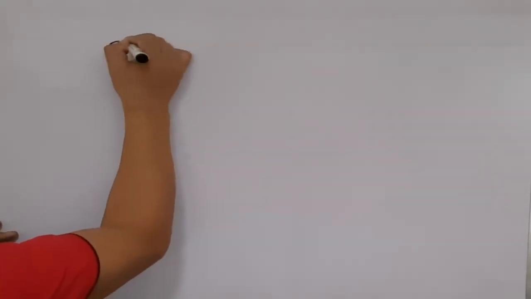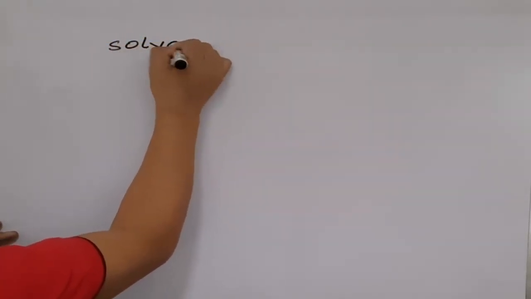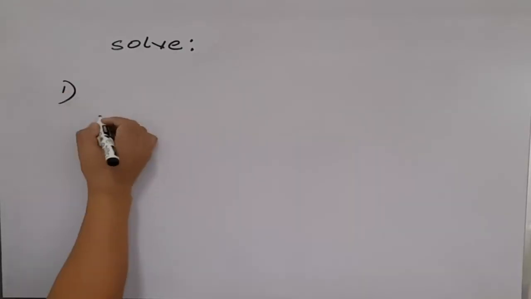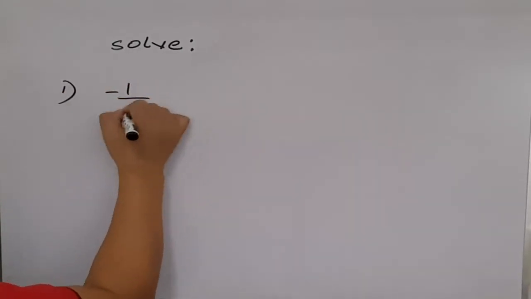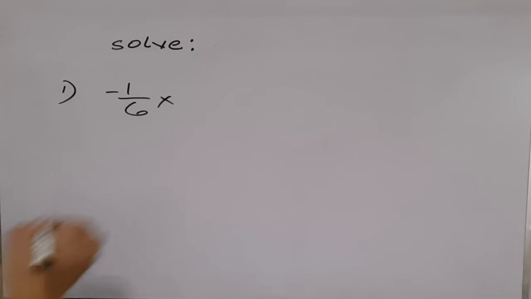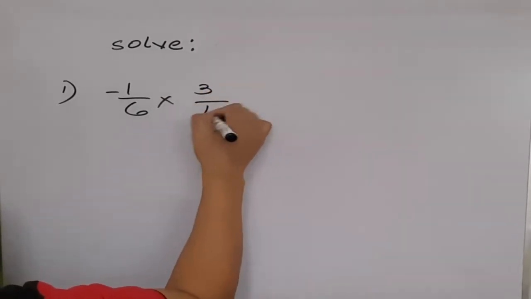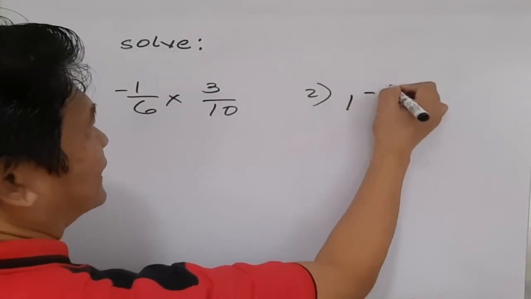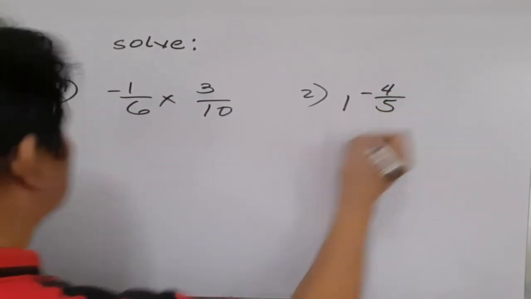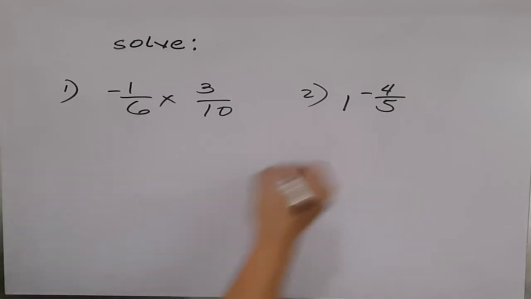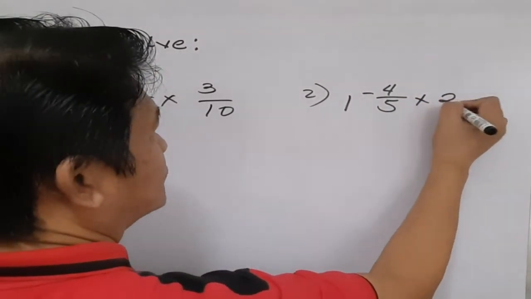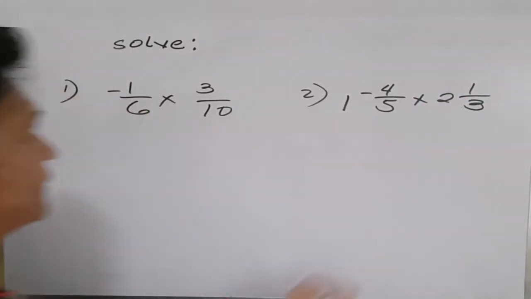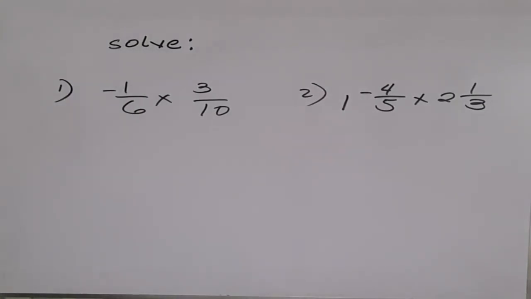So get your pencil and your paper and let's solve this one. Okay, solve. Number 1: negative 1 over 6 times 3 over 10. And number 2: 1 and negative 4 over 5 times 2 and 1 over 3. Okay, go.